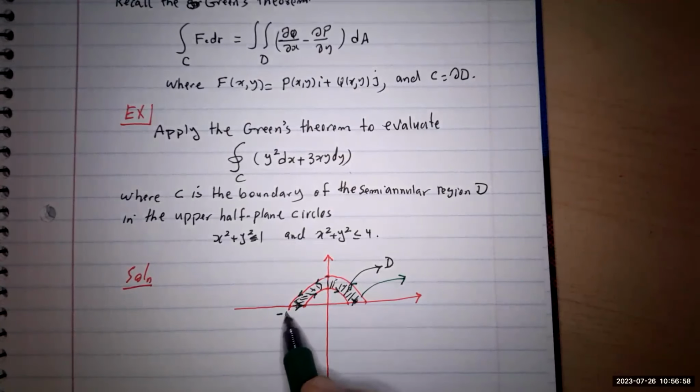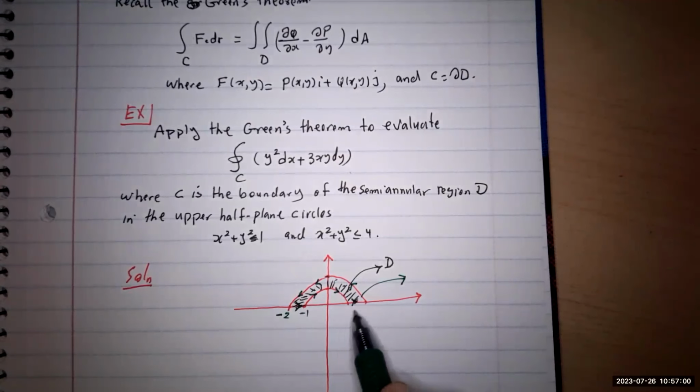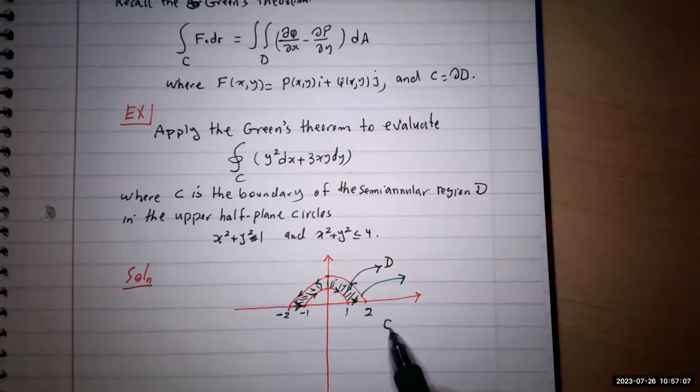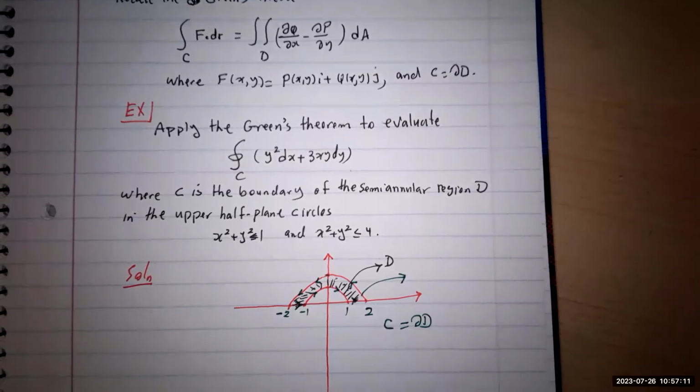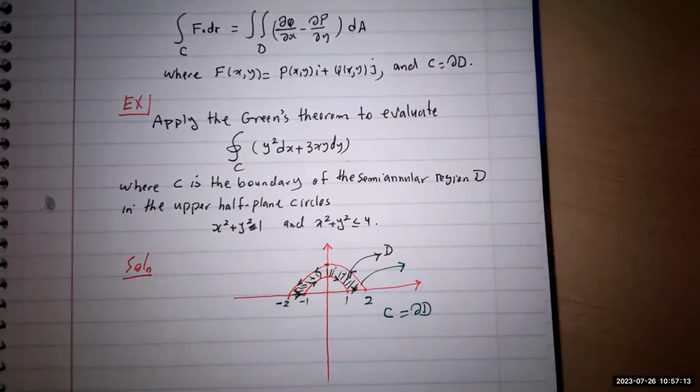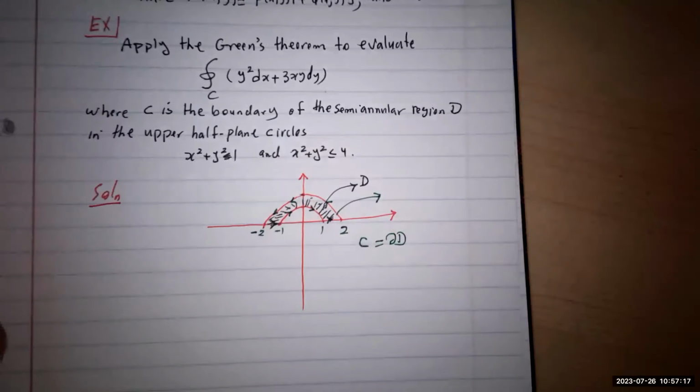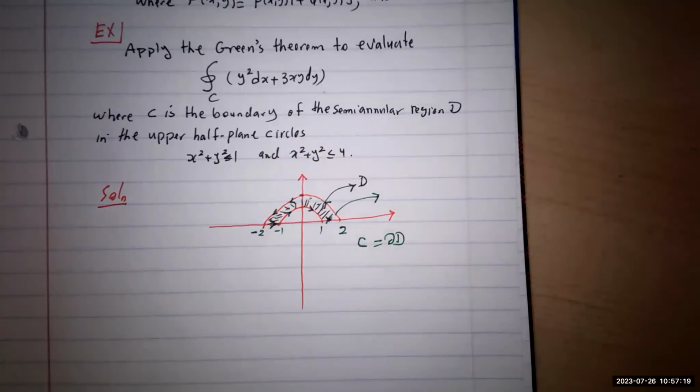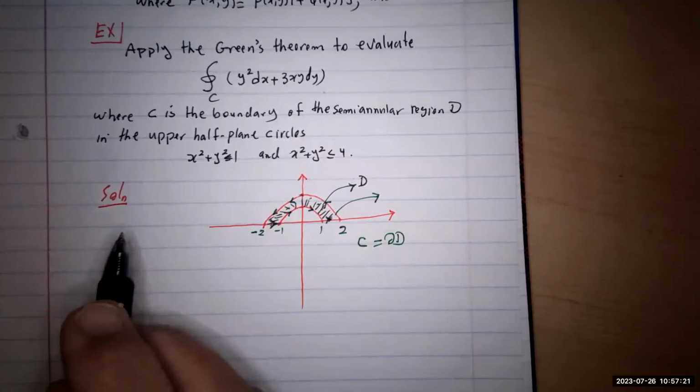Remember, this is -2, this is -1, this is 1, and this is 2. As you can see, C is the boundary of D, so it makes sense to use Green's theorem. Any questions? Write the formula and then work on it. So this is it by Green's theorem.